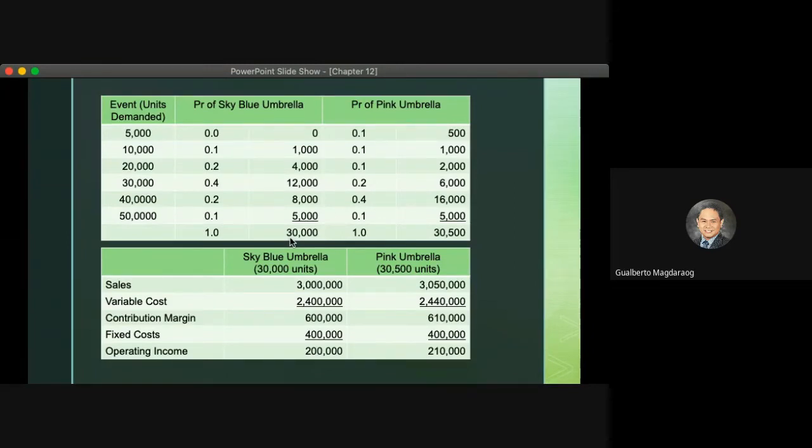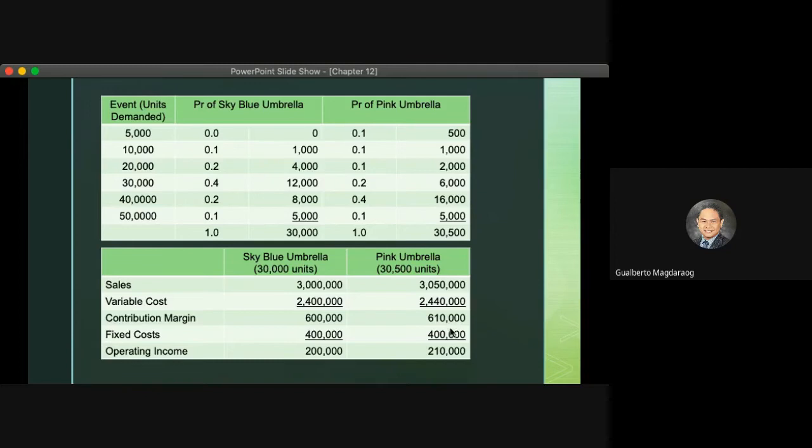So to test whether that assumption is true, we will apply yung mga amount natin. So for the sales, variable cost, you simply multiply the selling price and the variable cost per unit, and then deduct, you will arrive at your contribution margin, deduct the fixed cost, so you will arrive at your operating income.